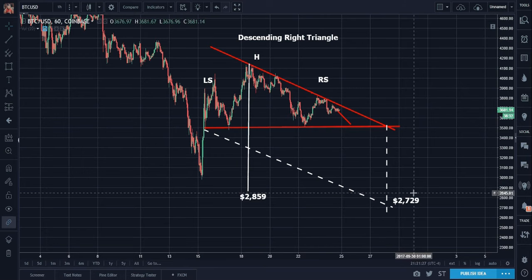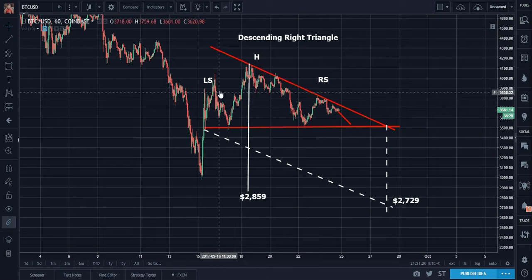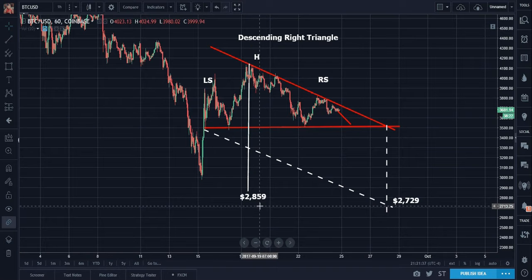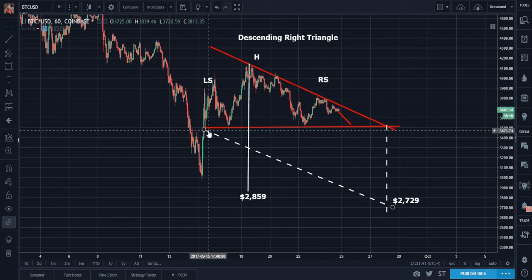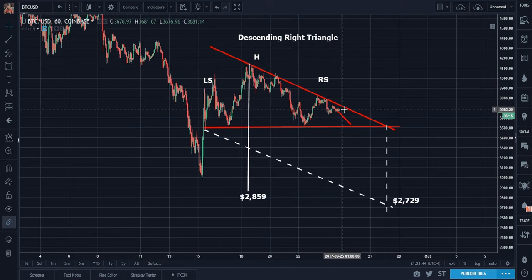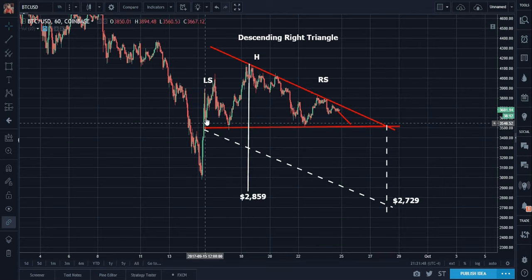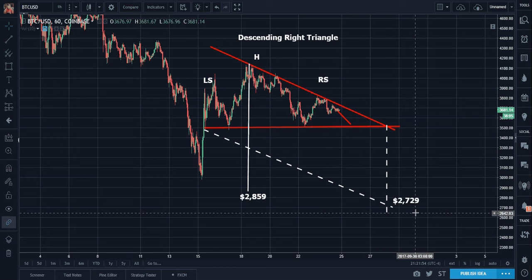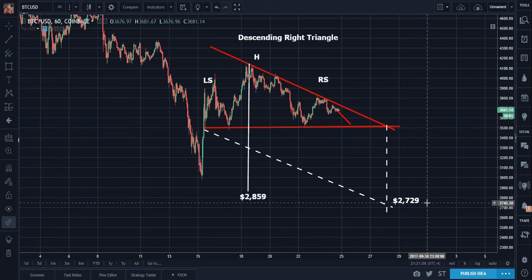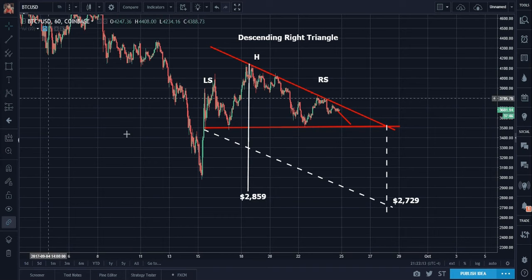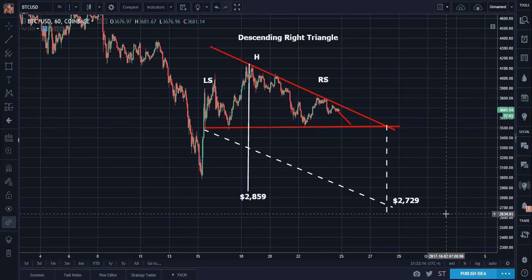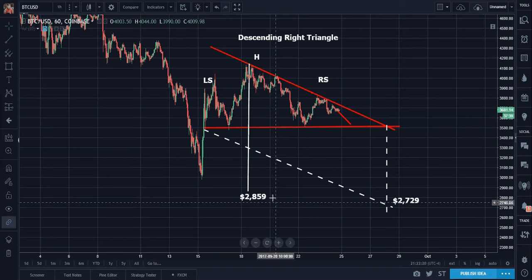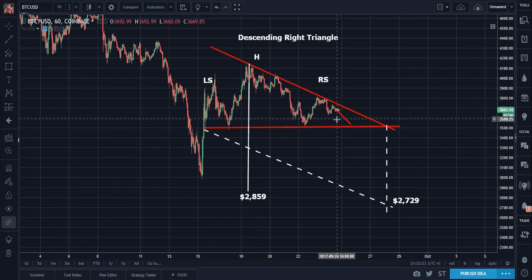And I think this is pretty telling. You have head and shoulders giving a minimum price target of 2859 decline. This horizontal and this declining line give a descending right triangle. Minimum here gives you 2729. Pretty close. So I hope you're following me up to this point. It's a little bit messy, but not too bad. It's got two patterns. A combination of two patterns could be at work here.